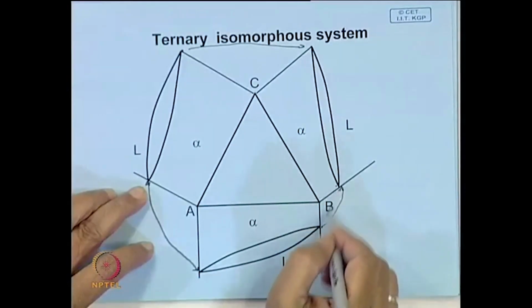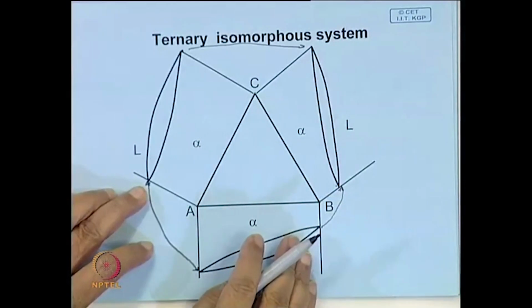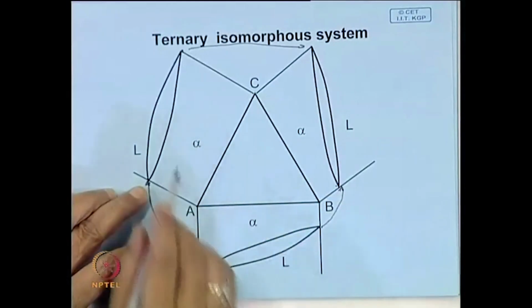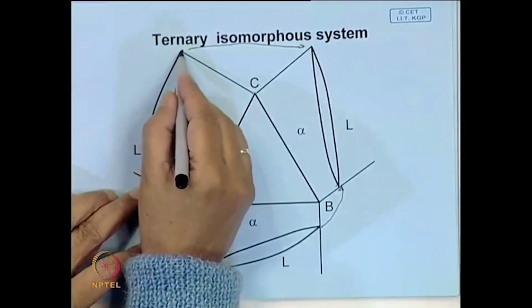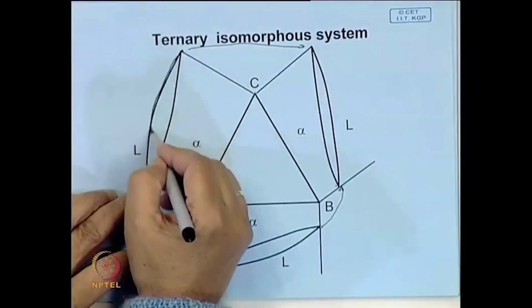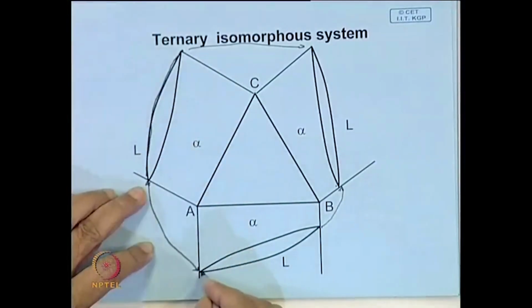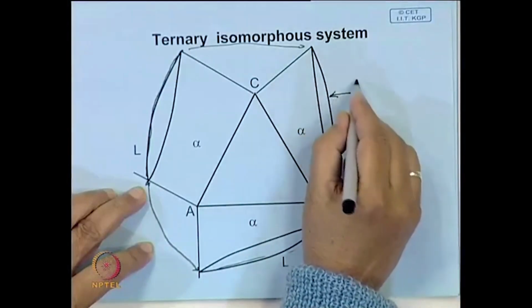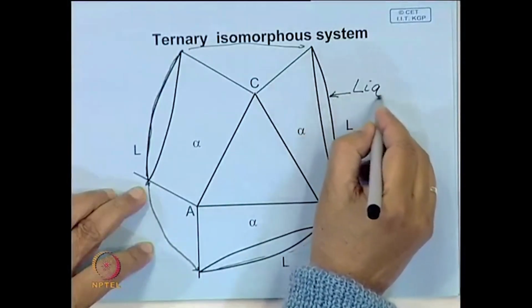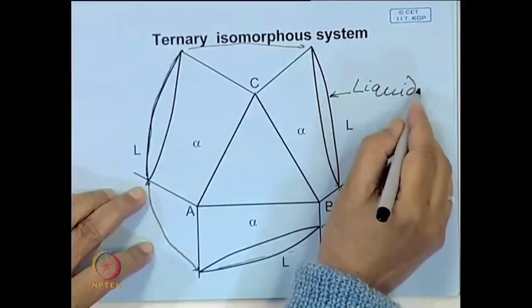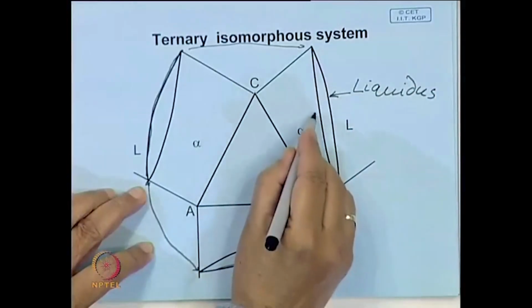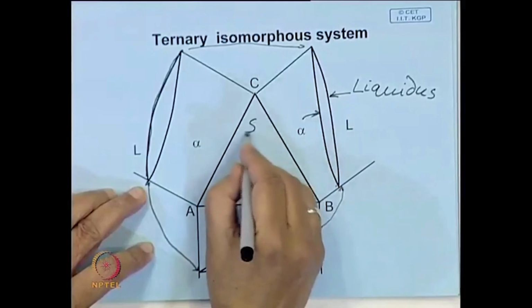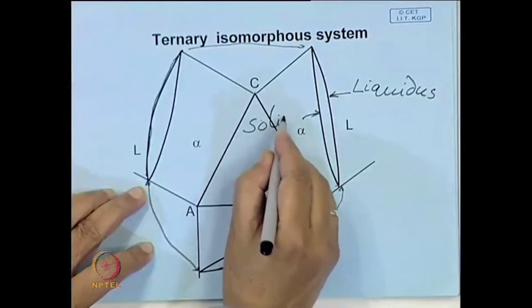In that case, in 3D, what will you have? You will have one surface, the top surface, which is made up of this liquidus line. This line is liquidus and this line is solidus.